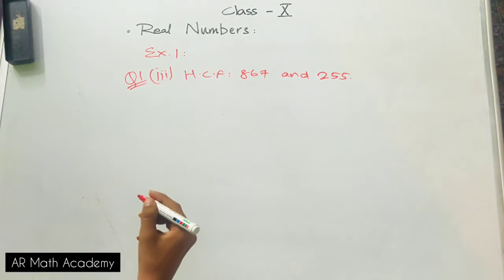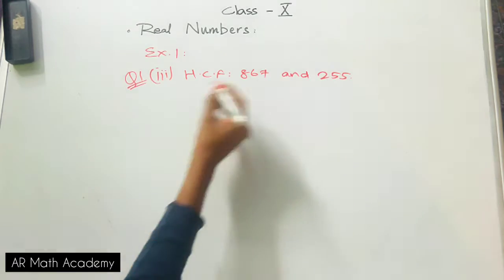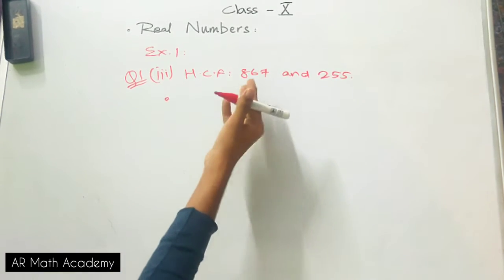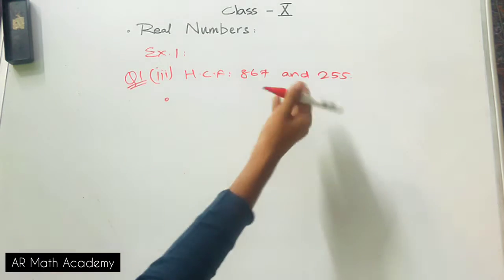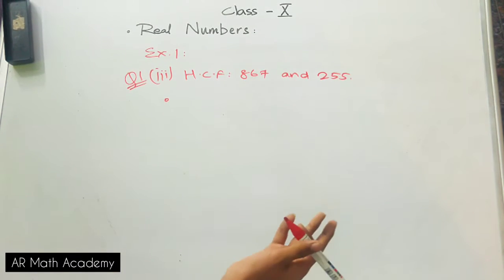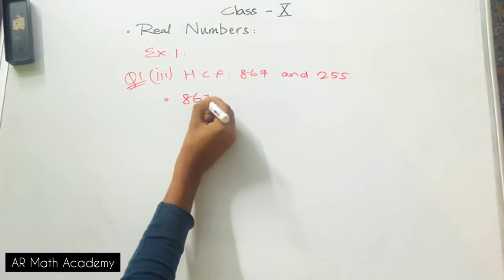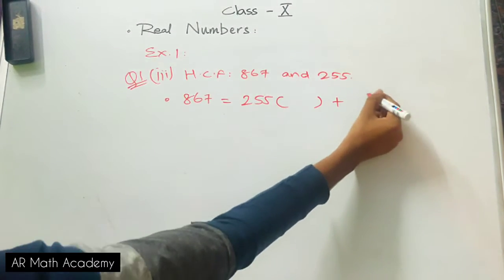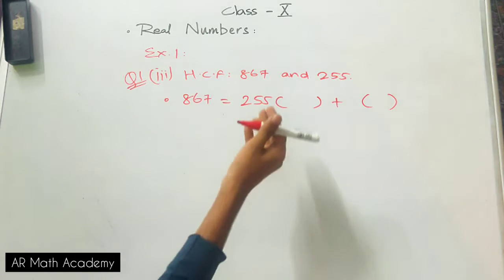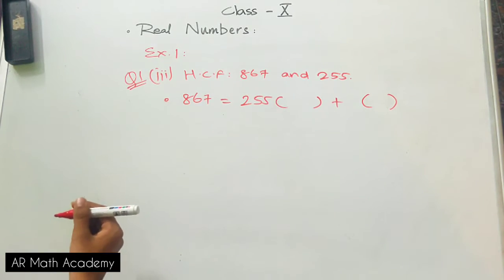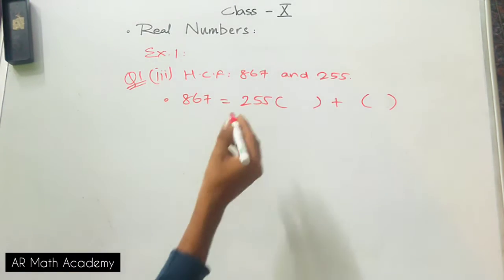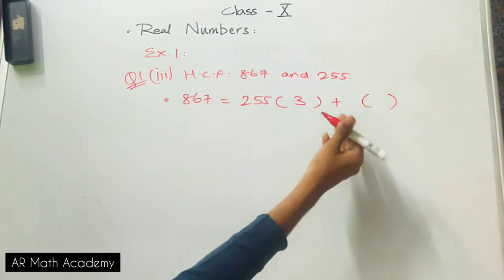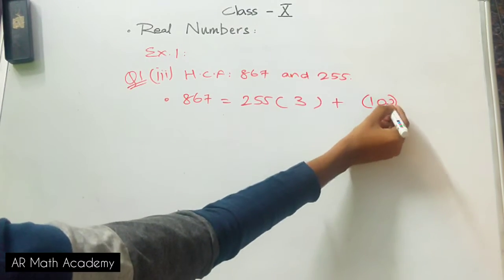So what will be your first step while solving? Obviously finding the greater of these two numbers. So you know that 867 is the larger of these two numbers. So you know what the form should be: 867 equals 255 times something plus something. So divide these two and get the quotient and remainder. When you start dividing, you'll get 255 times 3 plus your remainder, which will be 102.